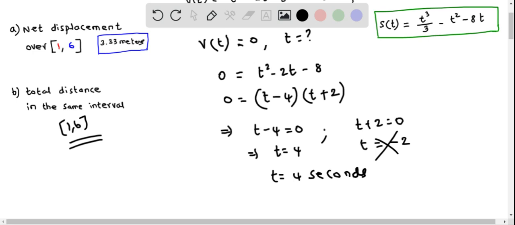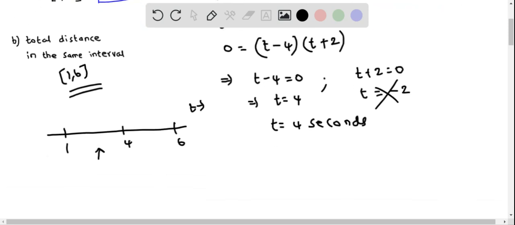So let's put this on the number line. I'm going to create a number line for the interval 1 to 6. So here it is 1, and this is when t equal to 4 seconds, and this is t equal to 6 seconds. Now we will understand the sign of the velocity. So between this interval 1 to 4, let's understand what direction the particle is moving, whether it is moving to the right or to the left. For this, we could take any random values within this interval. I'm going to take t equal to 3 and plug it into this velocity function.